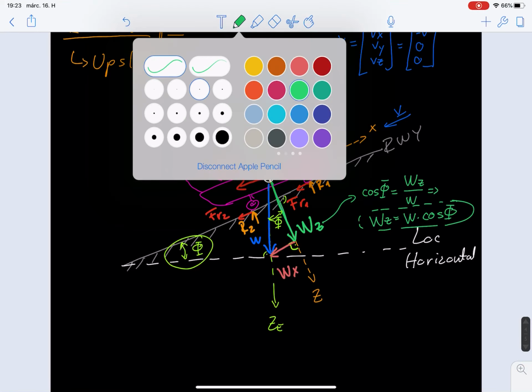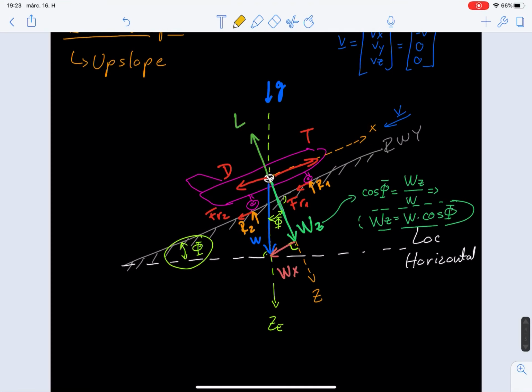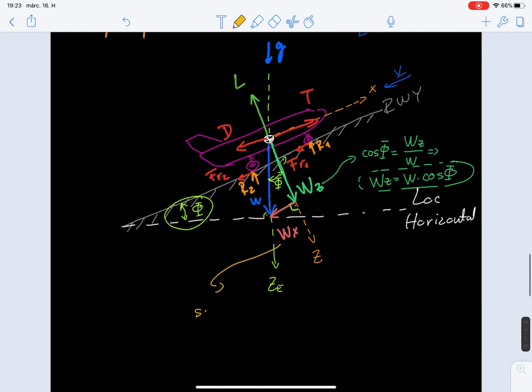And we can calculate the WX component with the sine of phi. So sine of phi is going to equal the opposing side over the hypotenuse. The opposing side is the WX component over the hypotenuse, which is the weight. So therefore we can calculate that WX is going to be equal to sine phi times the weight of the aircraft, and there you have the second component.